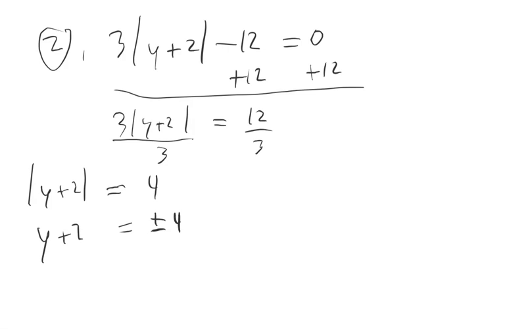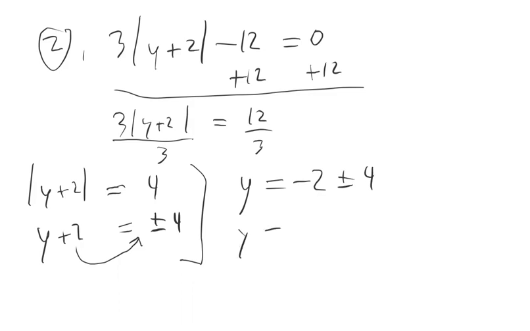Then you're going to move this positive 2 to that side, and therefore it will become negative 2. So your next step is to say y equals negative 2 plus or minus 4. And then there's really 2 answers. So y equals negative 2 minus 4, which is negative 6, or y equals negative 2 plus 4, which is positive 2. So the solution set is negative 6 and 2. And you just put a comma between them.